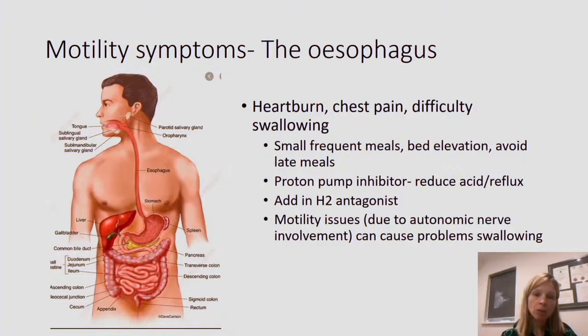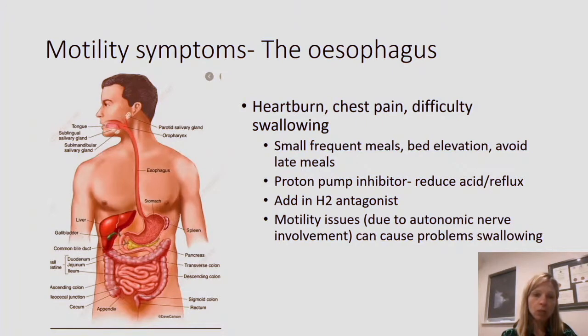Also, lifestyle measures can be quite helpful in the heartburn and difficulty of swallowing, and that's having small frequent meals, not overloading the stomach, bed elevation at night, not pillows, but the whole bed being lifted up on a little bit of an angle to prevent the gravity impacting the heartburn, and also avoiding late, large meals into the night time.